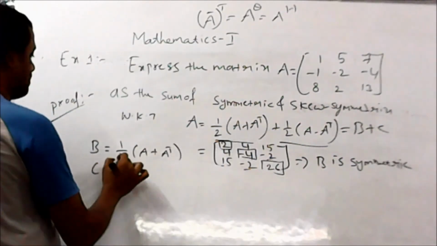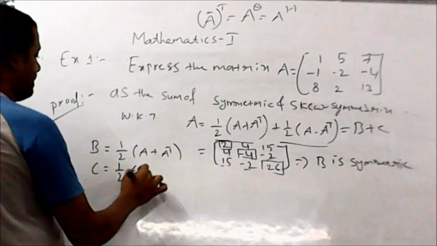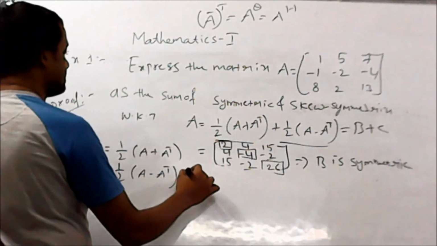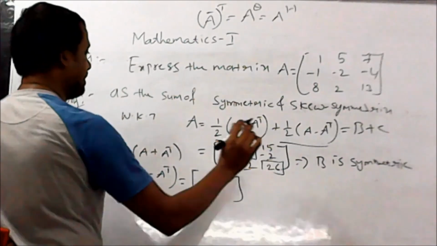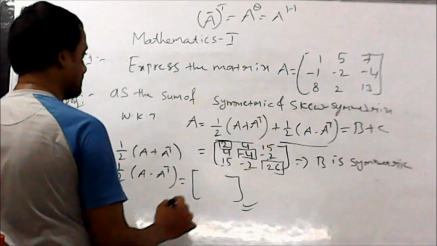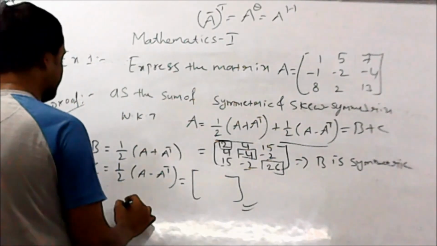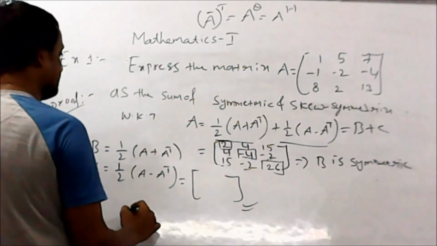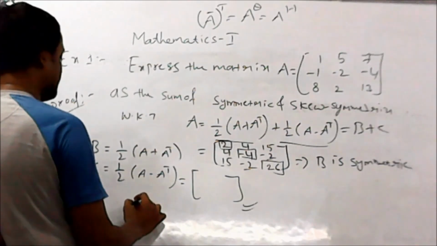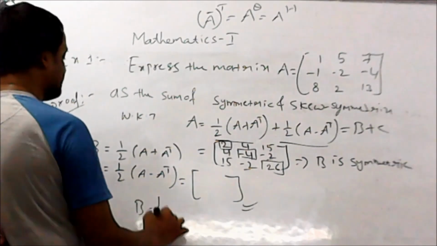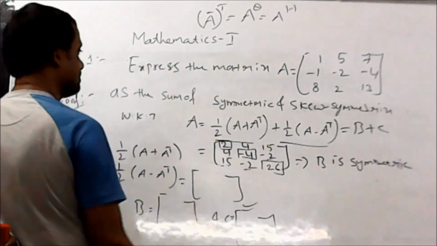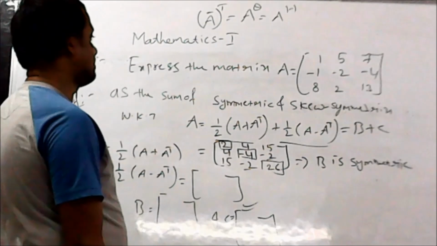Another thing is C, equal to A minus A transpose. We need to subtract the matrices simply and write it, and you can verify that. We want only B and C. Finally, you can write the given matrix A expressed in the form of symmetric and skew-symmetric matrices. You write the B matrix and the C matrix finally. That is all they want, so you will get 5 marks for this question.